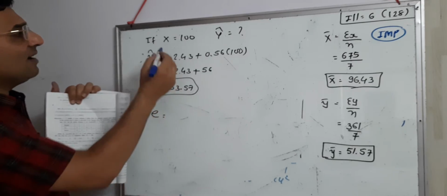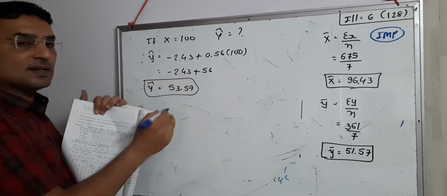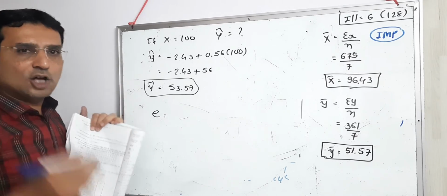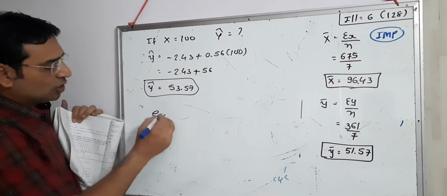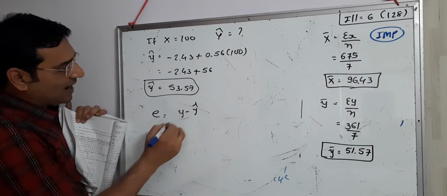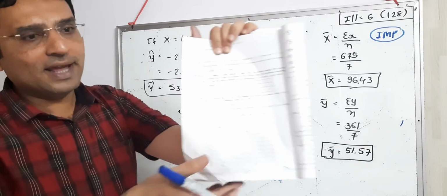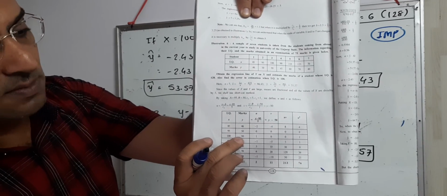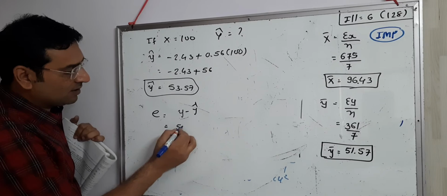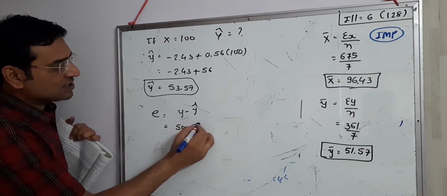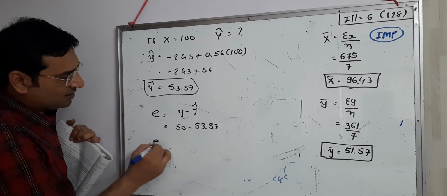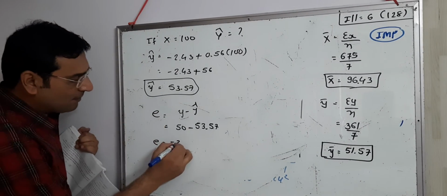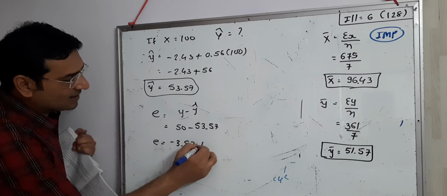Now we find out if x is 100, then the answer is 53.57. That means there is a little difference, a little variation, so that variation is called error. So e is equal to y minus y cap. If the real value is 50 and the estimated value is 53.57, the error in the estimation is minus 3.57 marks.